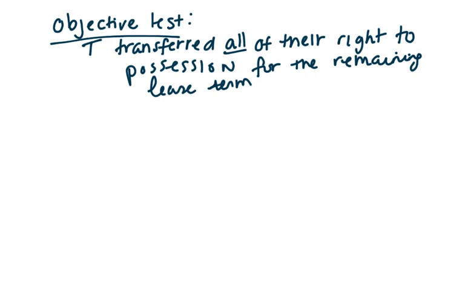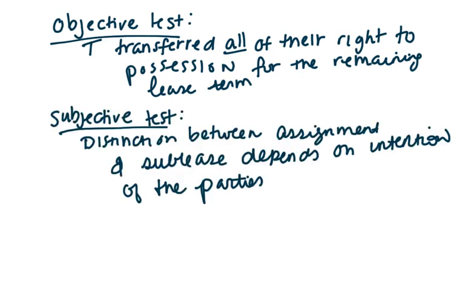Well, the thing to take away from that case is that there is an objective test for assignment, and that objective test asks whether the tenant transferred all of their property right to possession for the remaining lease term. If you find that, then you find that there is an assignment. And in most jurisdictions, even if you keep a contingent right of re-entry, this is still considered an assignment. Using the subjective test, the distinction between assignment and sublease depends on the intention of the parties.